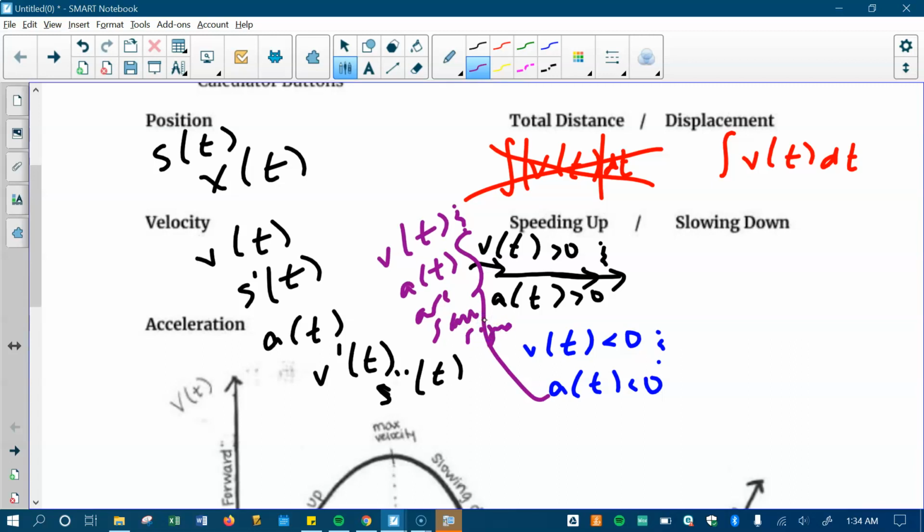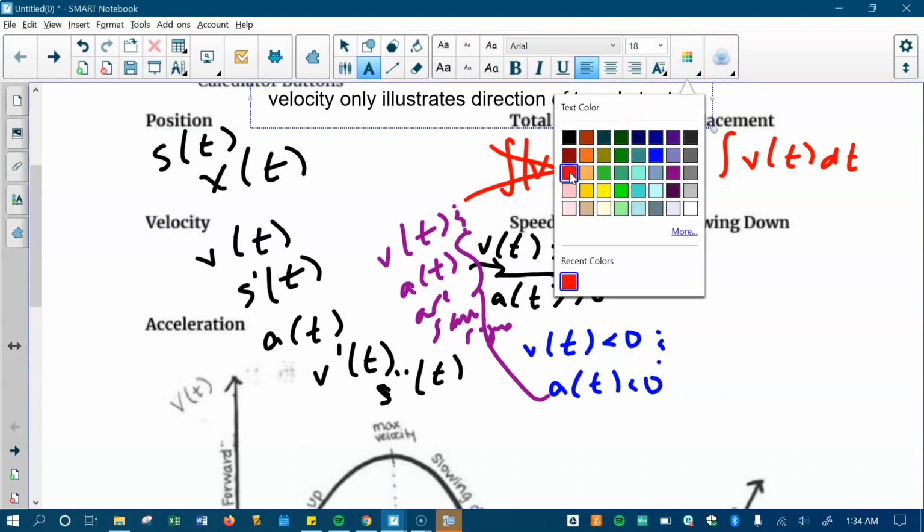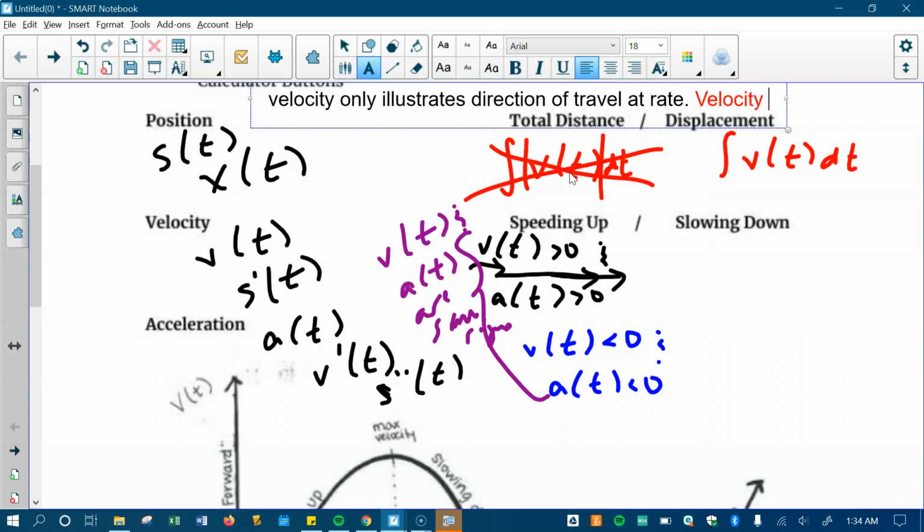One thing I've noticed that students end up making a mistake on is they use velocity alone to determine if an object is speeding up. So I want to put a note here that velocity in no way determines if an object is speeding up or not. So let's type this. Velocity only illustrates direction of travel and rate. It does not specify whether an object is speeding up or slowing down.